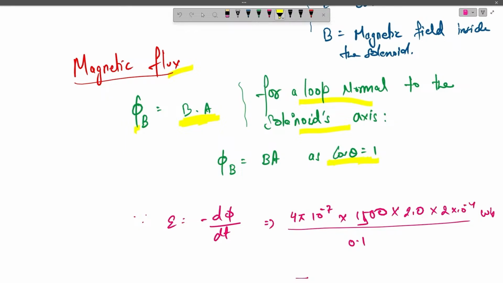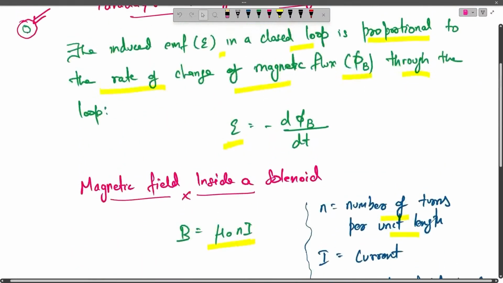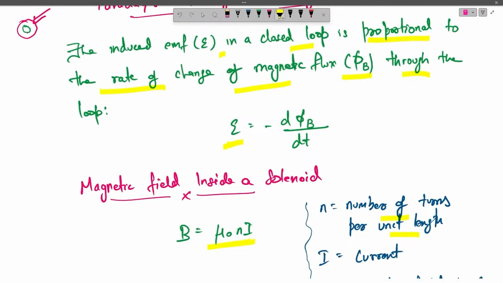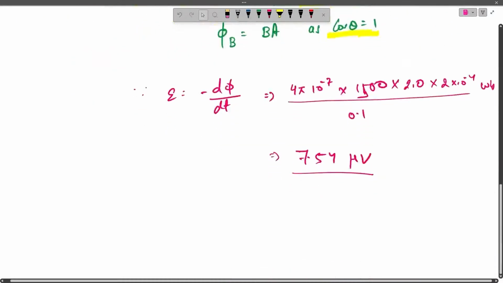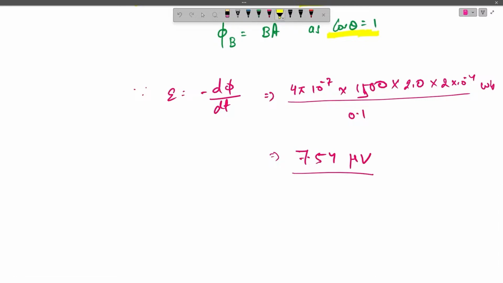Now let's calculate the induced EMF. As we know, induced EMF is given by minus d phi by dt, so we have to calculate the change in flux and divide it by the duration of time. Since current is changing from 2 ampere to 4 ampere, this value determines the delta t, and this is the number of turns per unit length in the solenoid, and this is the mu naught.